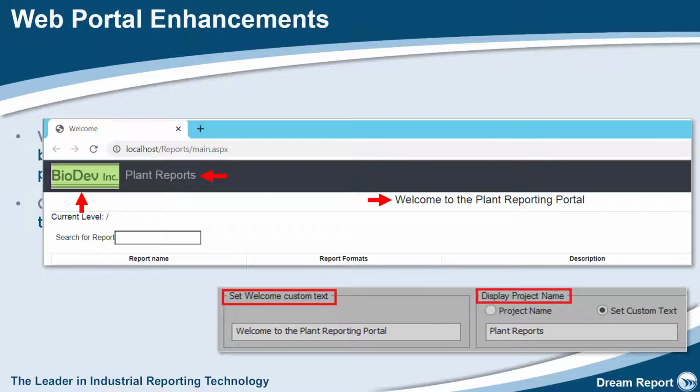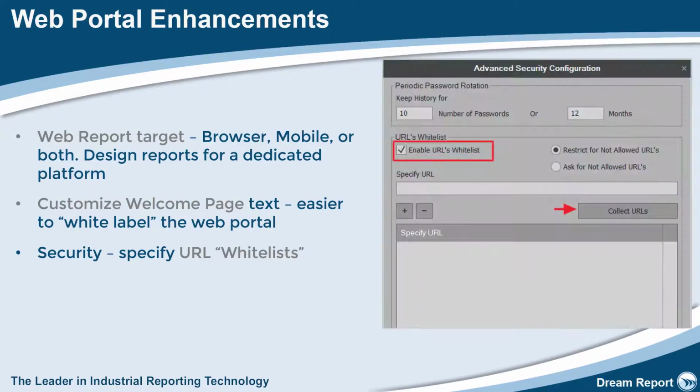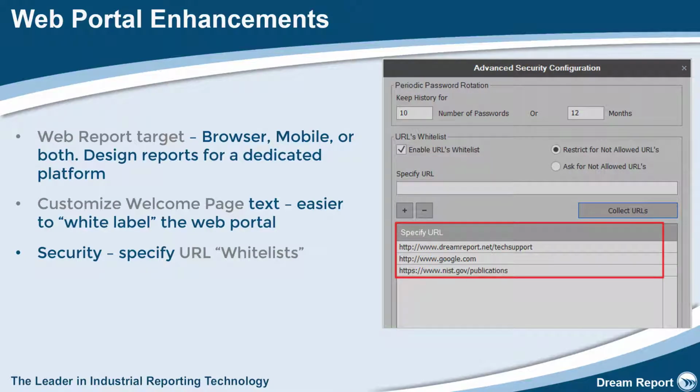As we'll discuss shortly, enhanced security and user management has been a focus in this release. In the web portal, this is evidenced by the option to specify URL whitelists. You don't want your users clicking on links for potentially malicious websites. By simply clicking the Collect URLs button, Dream Report will find every URL used in the project and will add them to the whitelist, which is a list of allowed URLs. You can also manually add allowable URLs. And we have the option to completely prevent a user from navigating to a not allowed URL or to prompt the user first.